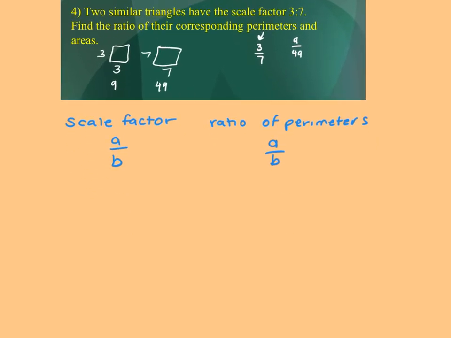But if I want to compare the ratio of the areas, we're going to square them both. Because it would be length times width, so it would be two sides that you would be multiplying together.